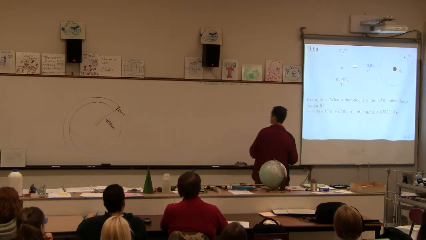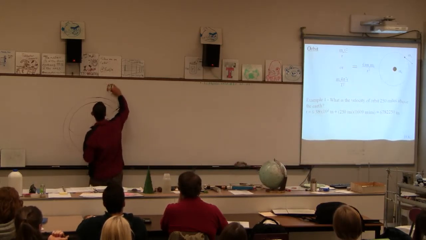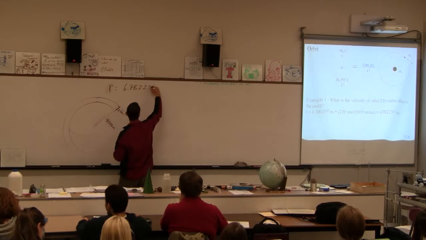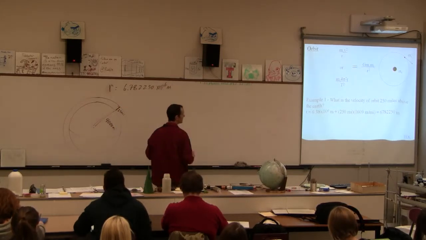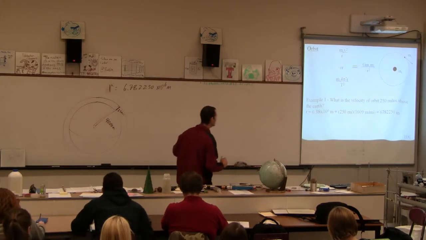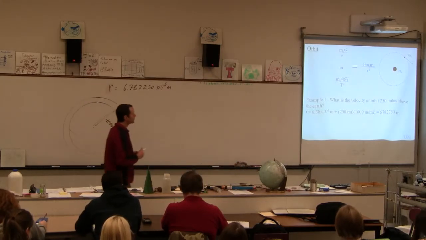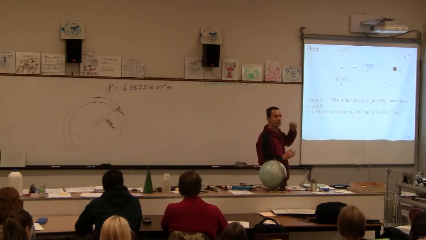So the radius that we're going to use for this is, where'd that capital R come from? I don't know. It is 6.78, what is it, 2250 times 10 to the 6th meters. Is that what it is? Yeah, there it is. And then which one of those orbit conditions do we want to use, the top one or the bottom one? And how do you know?